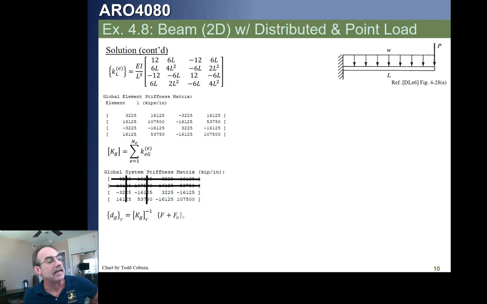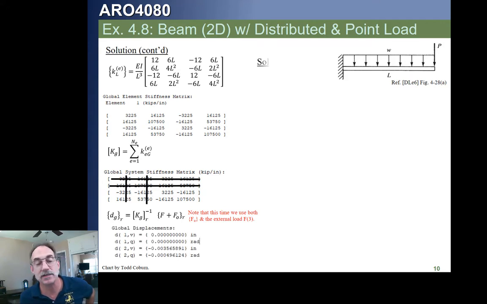We then can calculate our displacements using all of the applied forces, which are the F vector, which has P in it, and our FO vector, which we just determined. Because that's the total set of applied forces: the ones that simulate the distributed load and the ones that are just applied at nodes. That gives us our displacements.